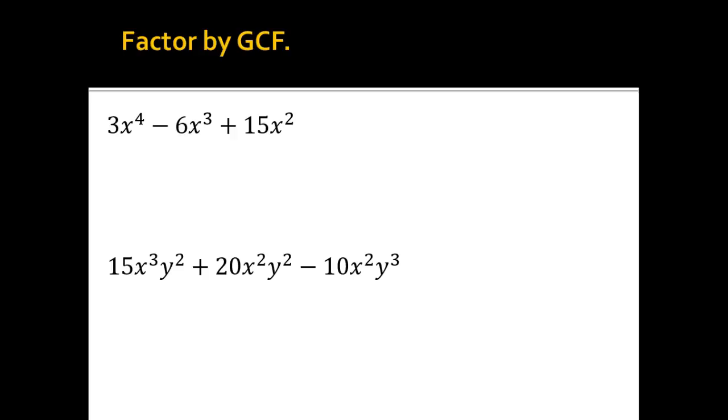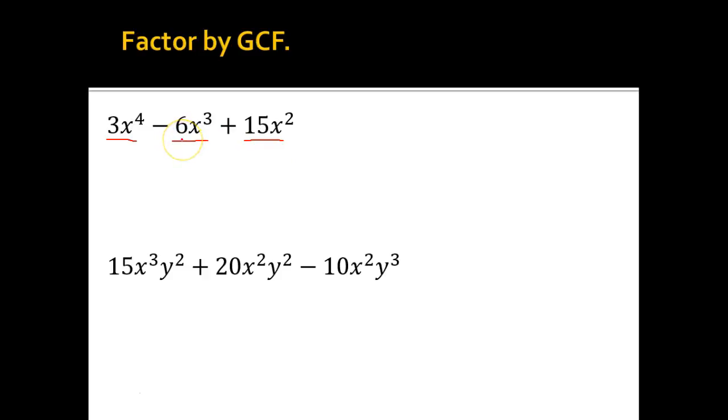Factor by the GCF, finding the greatest common factor. What we're going to do is look at our polynomial, in this case trinomials, and ask ourselves for each one, what number or monomial factor can be divided evenly into each, or what can be factored out. So here we have 3 terms, 3x to the 4th, negative 6x to the 3rd, and 15x squared, and we need to identify, well, what do they all have in common?